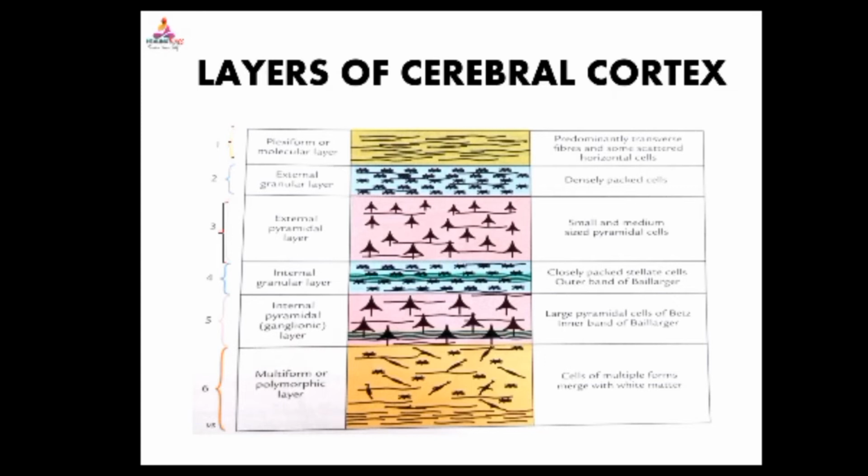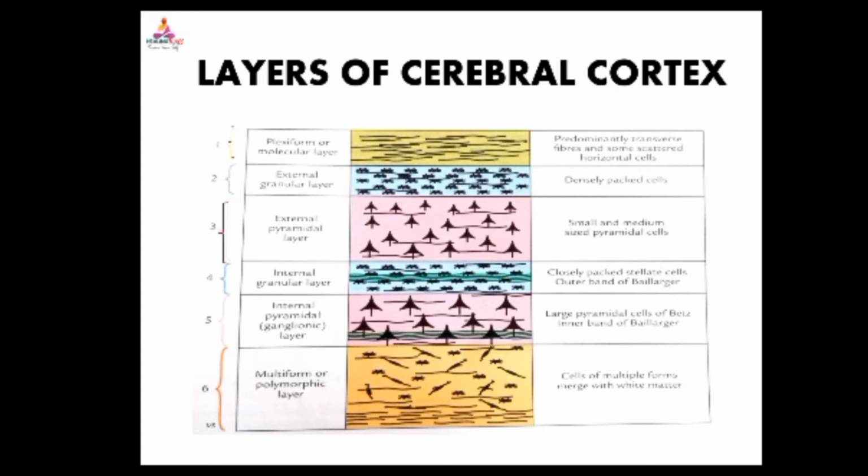In the middle of this layer, there is a band of horizontally arranged white fibers called white stria or external band of Baillarger. Fifth one is the internal pyramidal layer, made up mainly of large pyramidal cells. The basal part of the layer contains a thin band of horizontally arranged fibers called inner band of Baillarger.